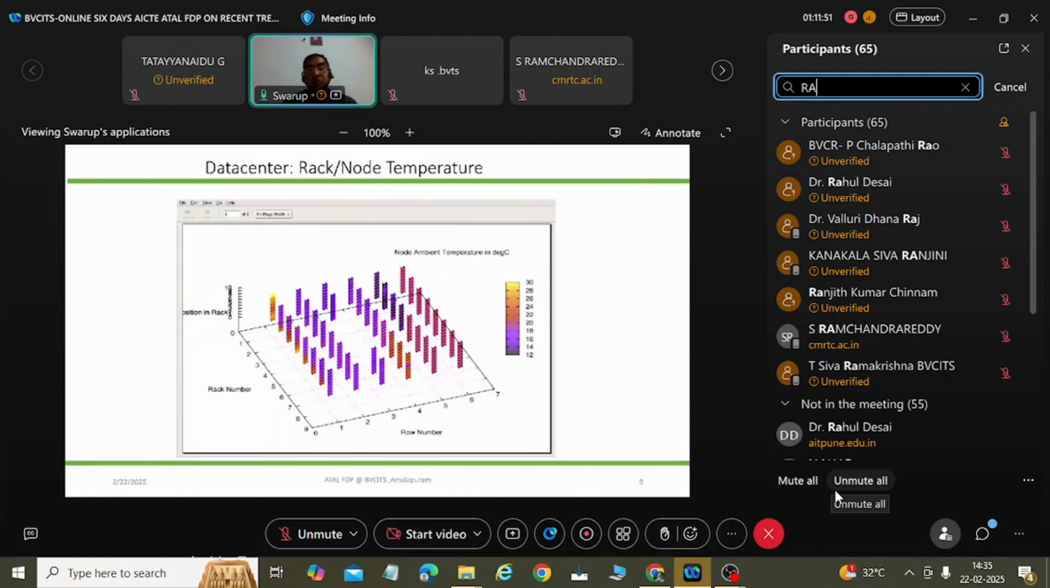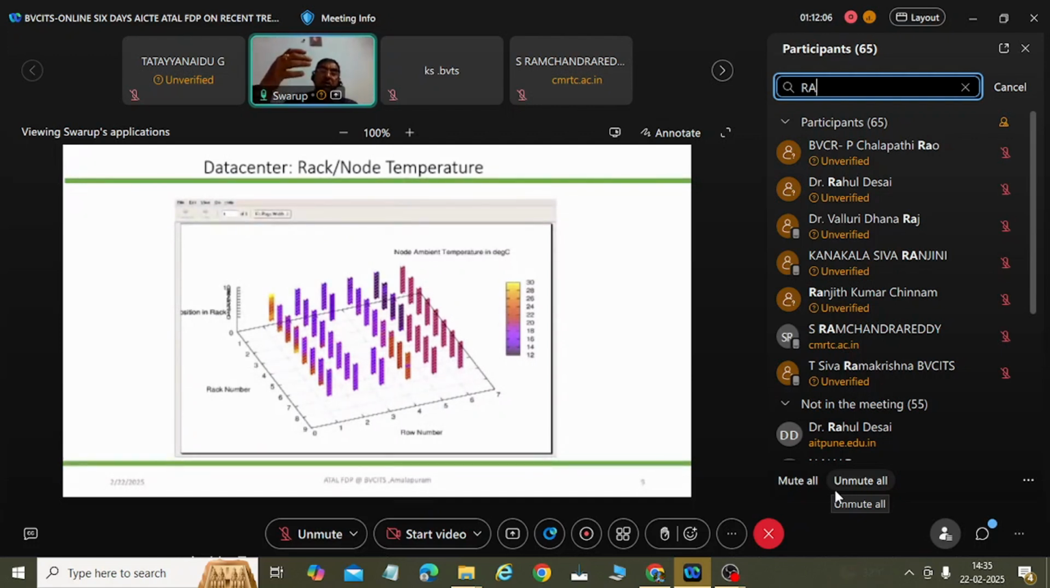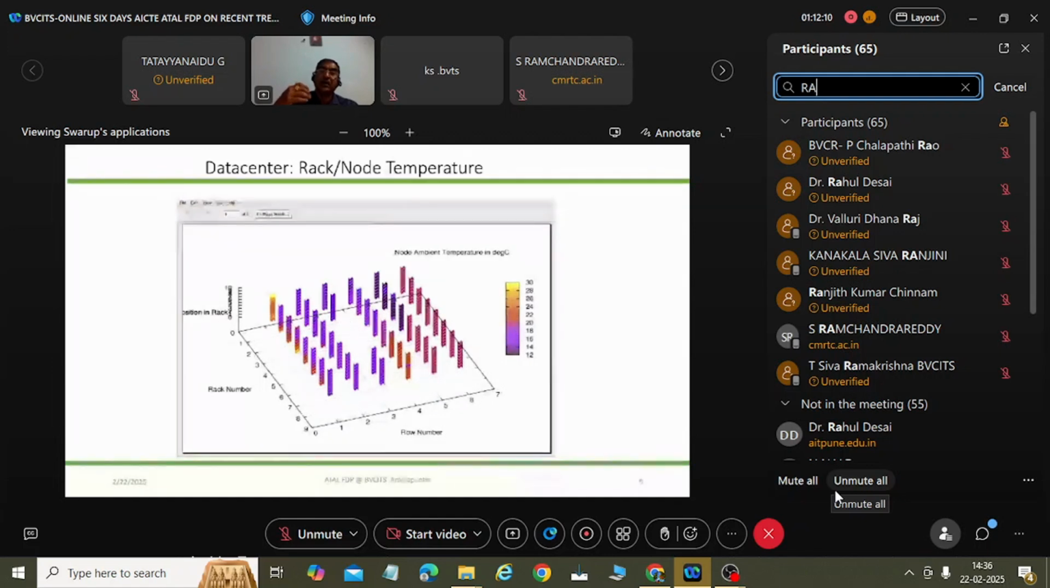So if we increase the speed, the fans are not able to suck. So the nodes which are kept at the bottom are not getting proper cooling. And by the time it goes to the middle, the velocity is reduced, so the middle servers are able to suck the cold air effectively, and the cooling is perfect.